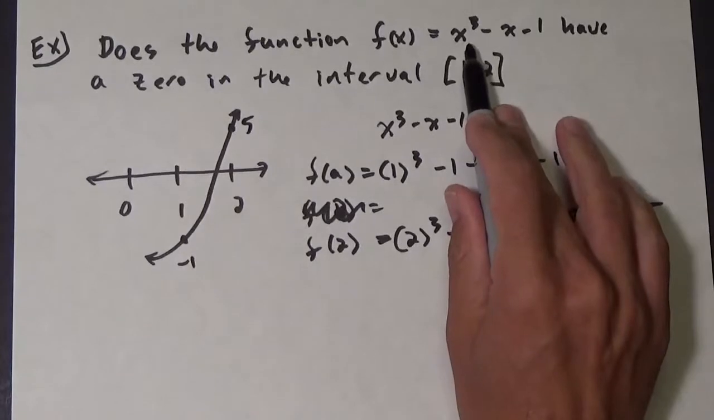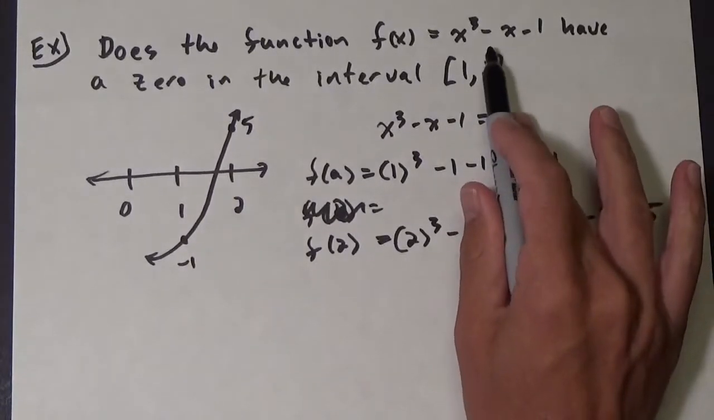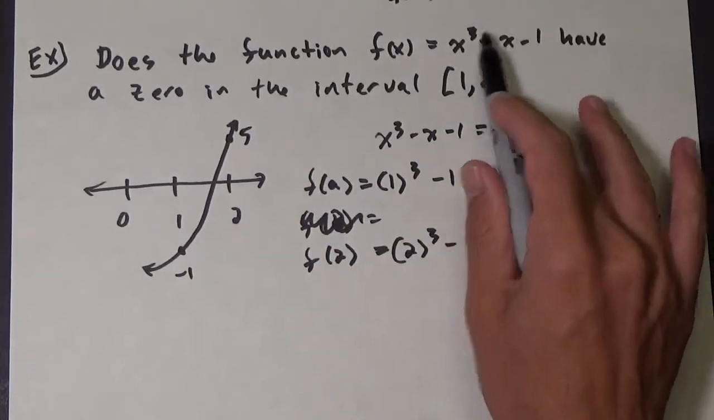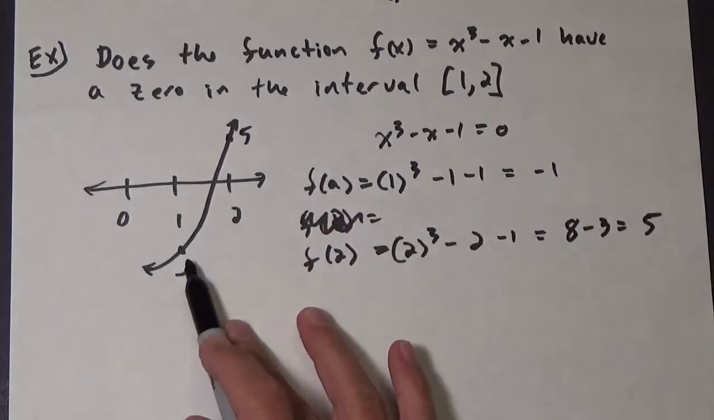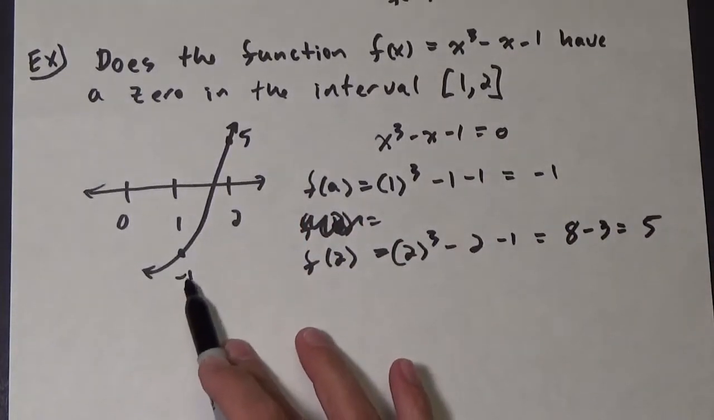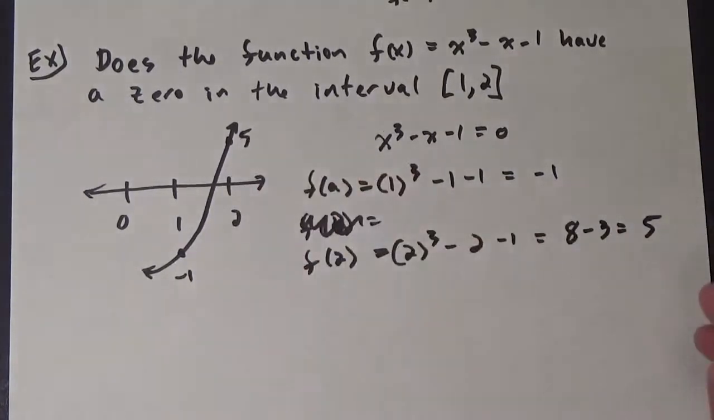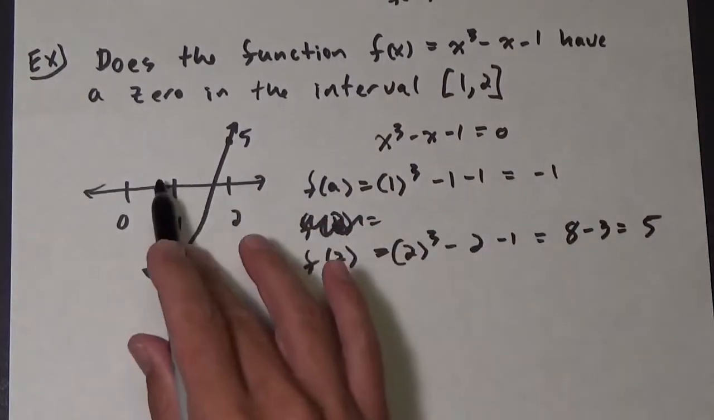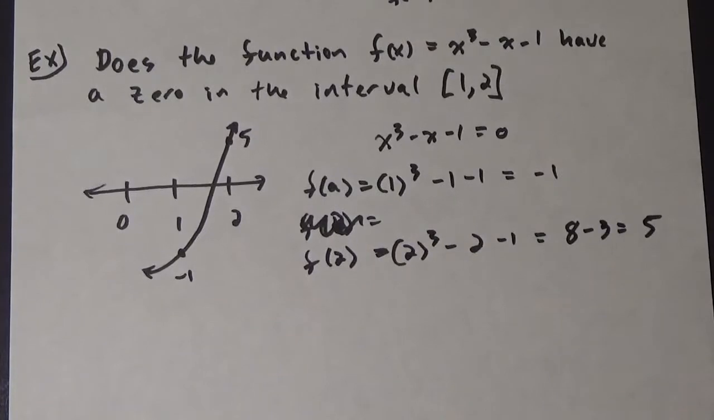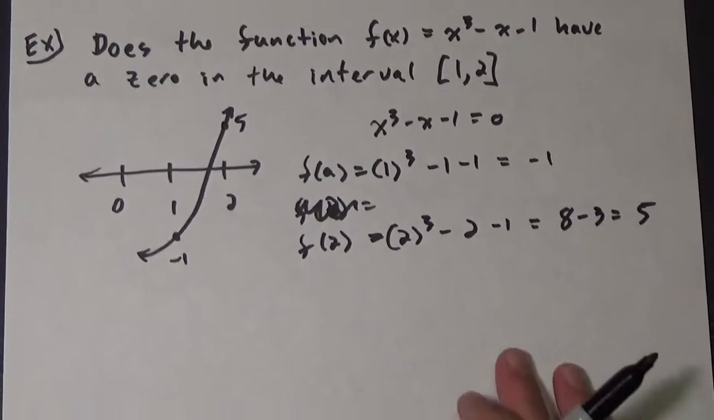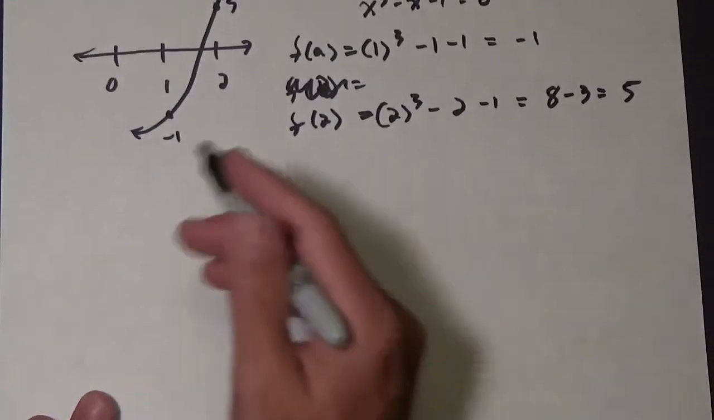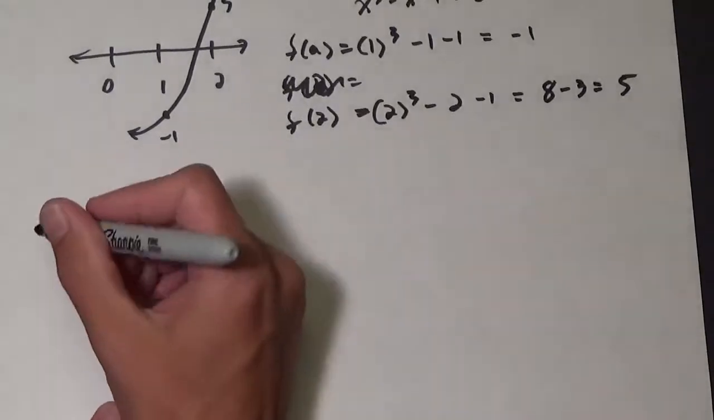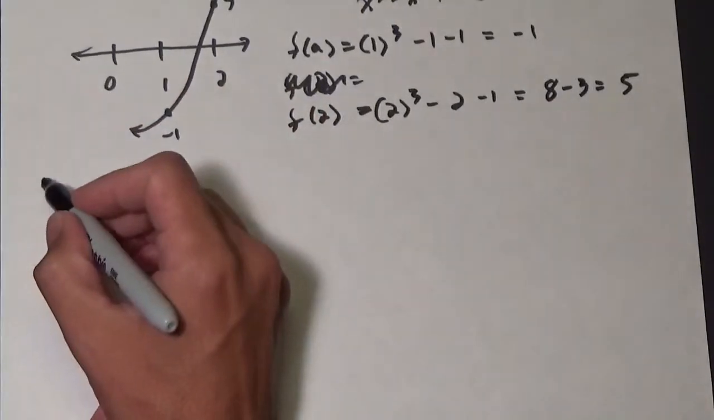We also notice that this is continuous. All polynomials are continuous. So we have a continuous function. At a, f of a is negative 1. At b, f of b is 5. That means by the intermediate value theorem, it must cross the x-axis. So let's write that out. You can't just say, yes, it crosses the x-axis. You have to explain yourself.